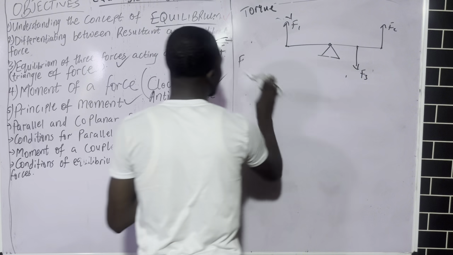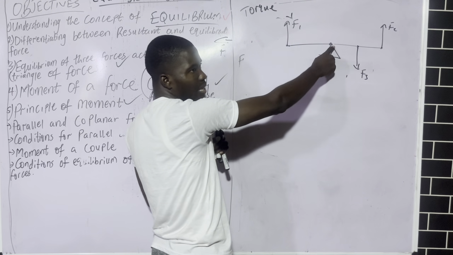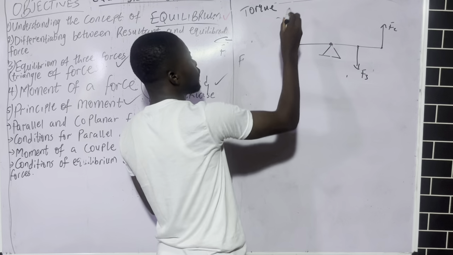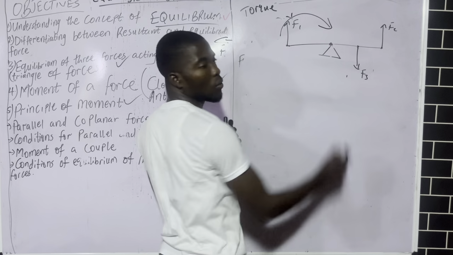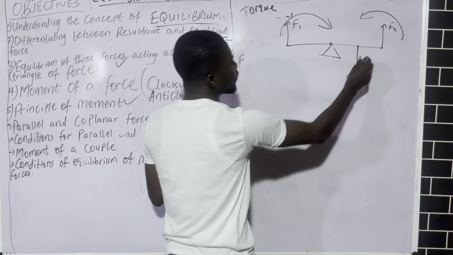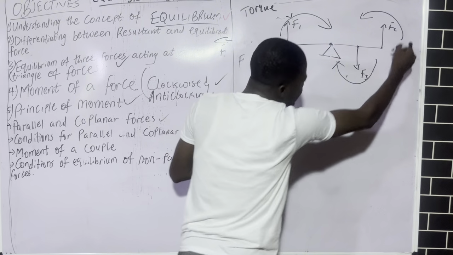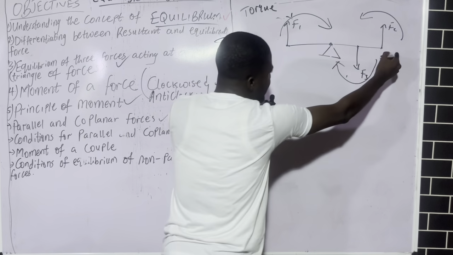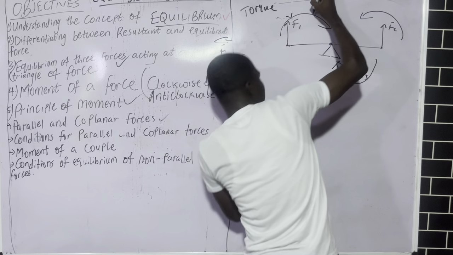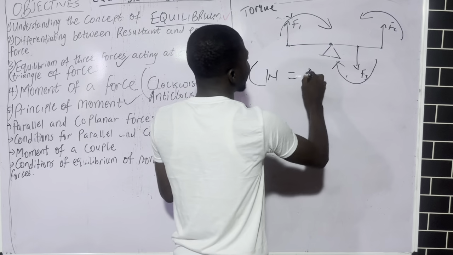Because if you look at it, how do we get this? This is the balance point, right? This is where we're measuring their distances from. So if I want to measure the distance of F1, this is the direction I will go. If I want to measure the distance of F2, this is the direction I will go. If I want to measure the distance of F3, this is the direction I will go. Are you seeing it now? I will not measure F3 like this. This is how I will go. So F3 is clockwise, F1 is clockwise, F2 is anti-clockwise. So clockwise movement must be equal to anti-clockwise movement.